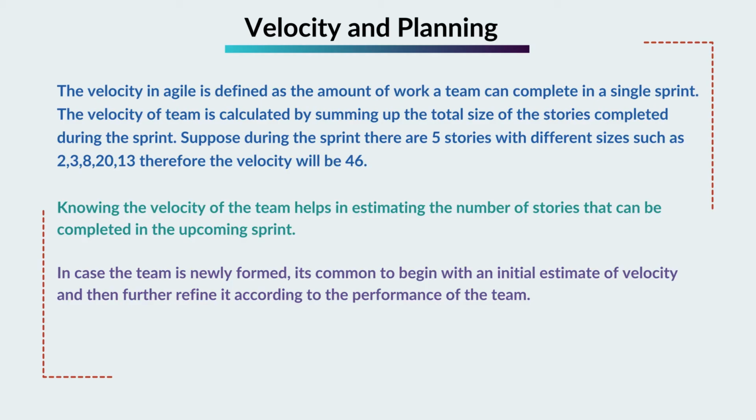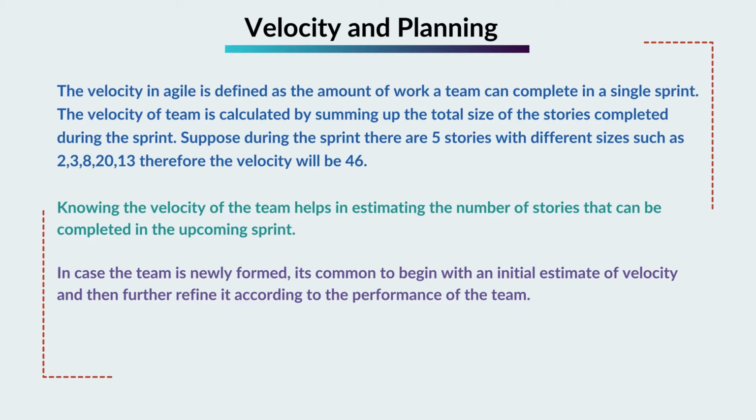Suppose during the sprint there are 5 stories with different sizes such as 2, 3, 8, 20, 13, therefore the velocity will be 46. Knowing the velocity of the team helps in estimating the number of stories that can be completed in the upcoming sprint. In case the team is newly formed, it's common to begin with an initial estimate of velocity and then further refine it according to the performance of the team.